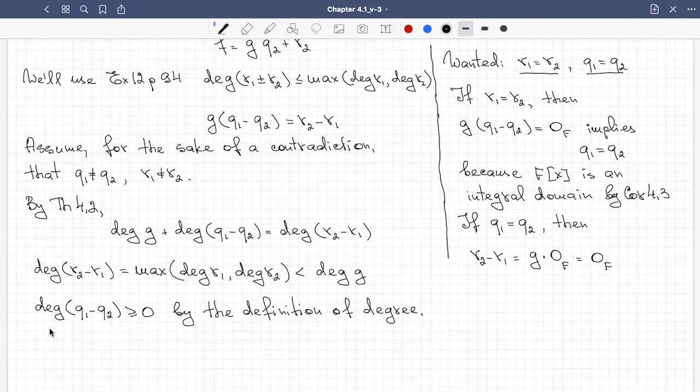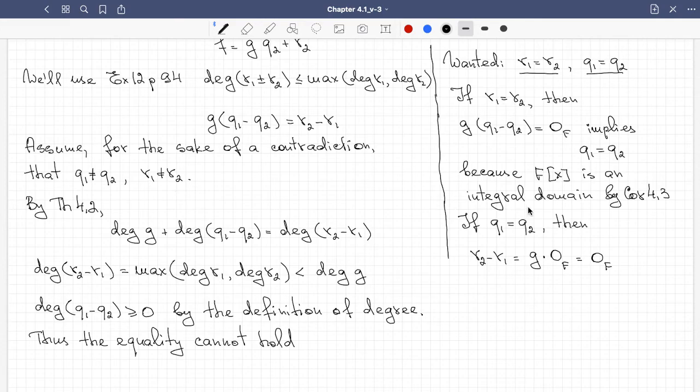Thus the degrees of the right and left hand sides cannot be equal. Just let me write it this way: the equality cannot hold. And this contradiction proves that our assumption, made for the sake of contradiction, that they are not equal, is false.